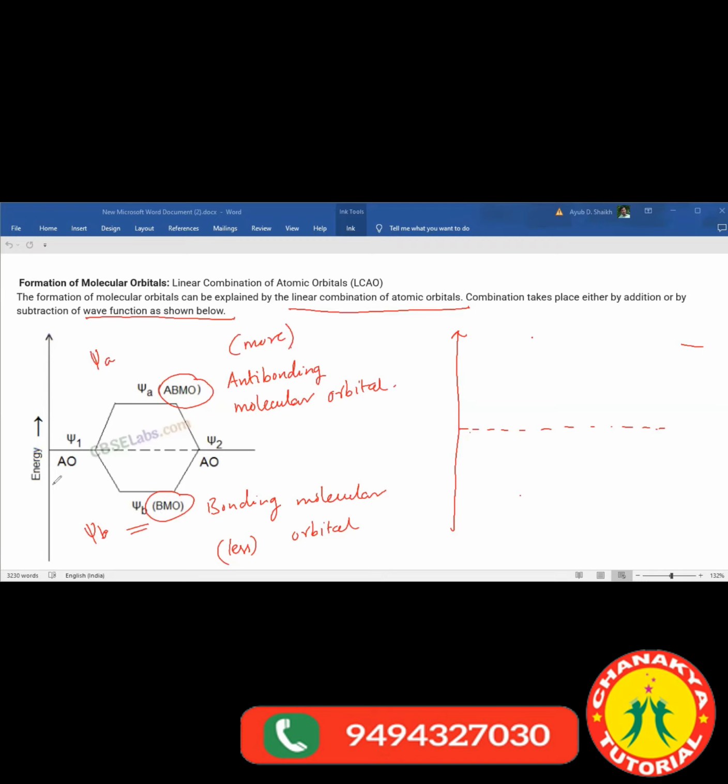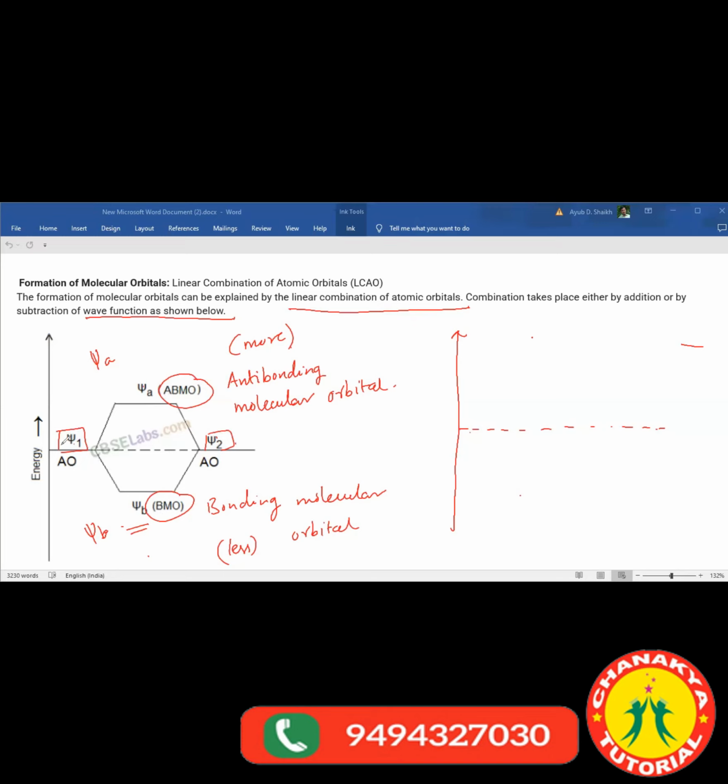Okay, and these are nothing but the average energy. Here would be psi 1 for the first atom and psi 2 for the other atom. When two atoms combine to form a molecule, the energy of the first atom is psi 1, the energy of the other atom is psi 2. When psi 1 and psi 2 combine, they form the bonding molecular orbital psi b and the anti-bonding molecular orbital psi a. These things you need to keep in your mind.